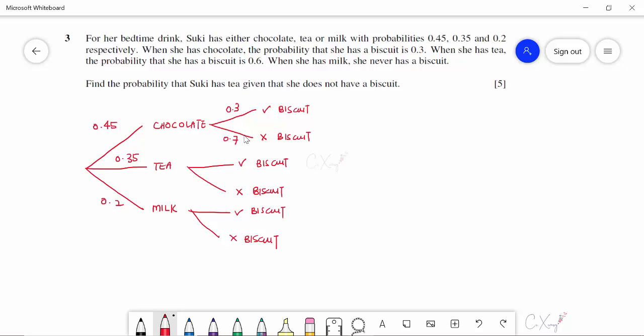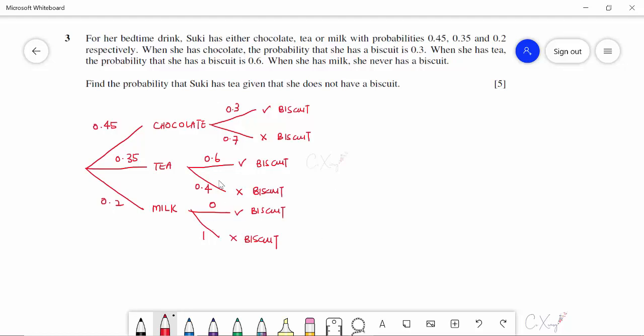To ensure we get 0.7, you have to make sure that this pair of probabilities totals up to 1. They are complements of each other. Then we go to the tea part. When she has tea, the probability that she has a biscuit is 0.6, so this is 0.6, therefore it is 0.4 for not having a biscuit, so that the total equals 1. Then when she has milk, she never has a biscuit, so the probability of having a biscuit is 0, and not having a biscuit is 1.